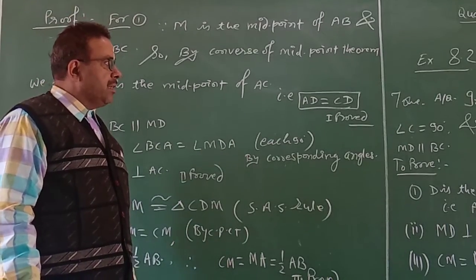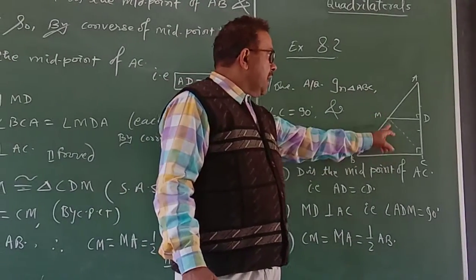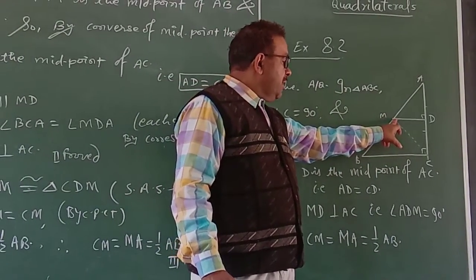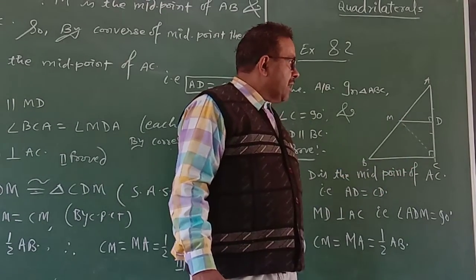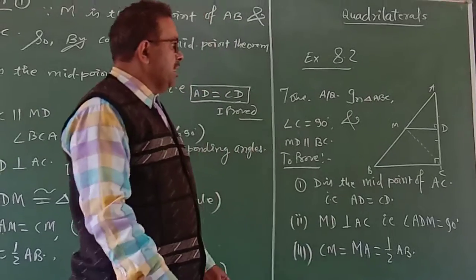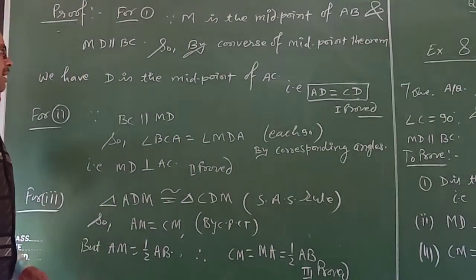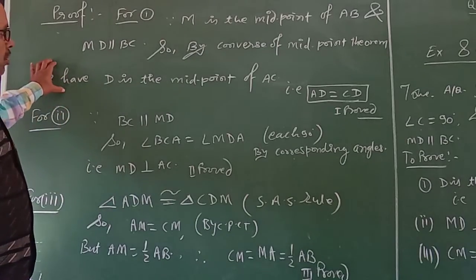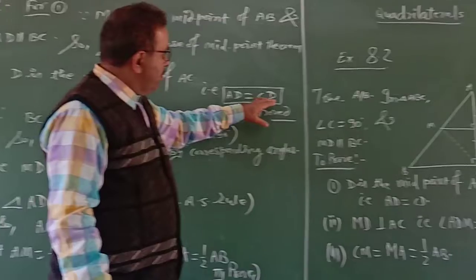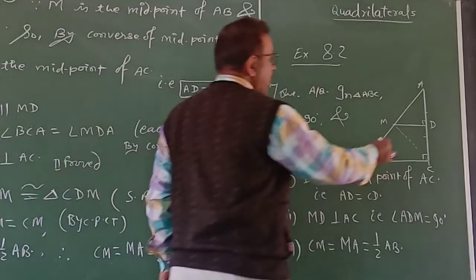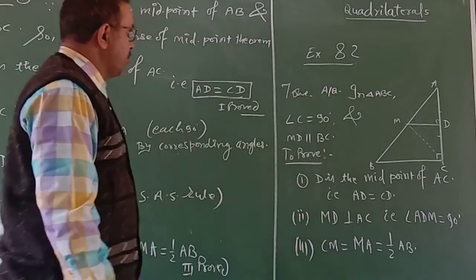Midpoint theorem के converse से अपन यह जानते हैं कि यदि किसी एक ट्रायंगल में किसी एक साइड के मिड पॉइंट से दूसरी साइड के पैरेलल कोई लाइन ड्रा की जाती है तो तीसरी साइड को ये बाइसेक्ट करती है. बाइसेक्ट यानी दो इक्वल पार्ट में डिवाइड करना. So we have AD equal to CD. It means D is the midpoint of AC and hence first proof.